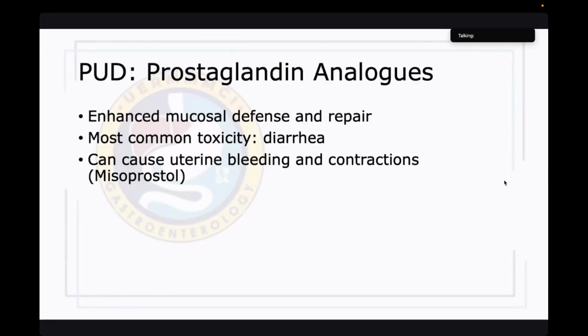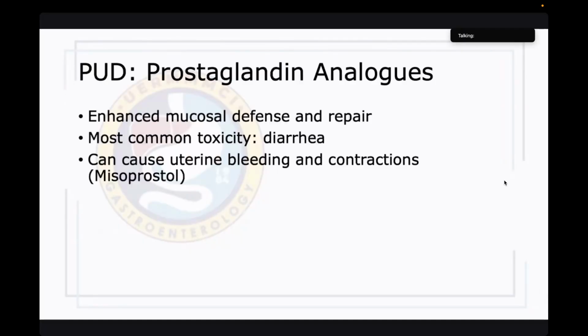Now for the prostaglandin analogs. Prostaglandin is one of the defensive factors against peptic ulcer disease. It does so by stimulating mucus and bicarbonate secretion. It promotes mucosal blood flow and repair. And so when the prostaglandins are reduced, like during NSAID use, the mucosa become vulnerable to injury and ulcerations form. And so prostaglandin analogs can be used to enhance mucosal defense and repair, especially against NSAID-induced peptic ulcer disease.